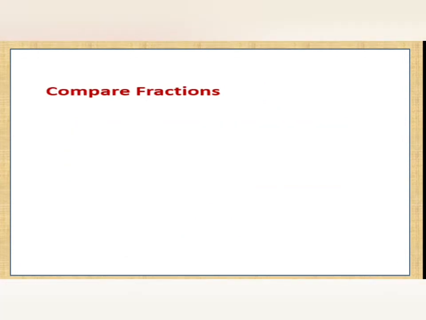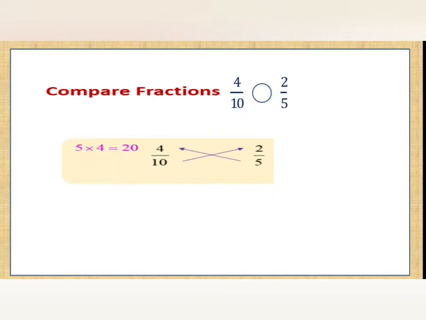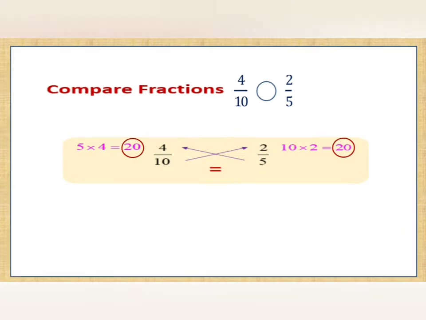One more example. Compare 4 by 10 and 2 by 5. First we have to multiply 5 and 4. It becomes 20. Then 10 and 2. It becomes 20. See here, both are same. So these two fractions are equal. Therefore, 4 by 10 is equal to 2 by 5.